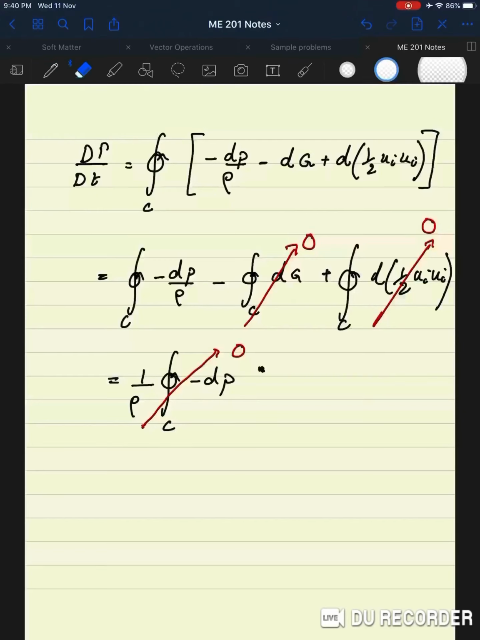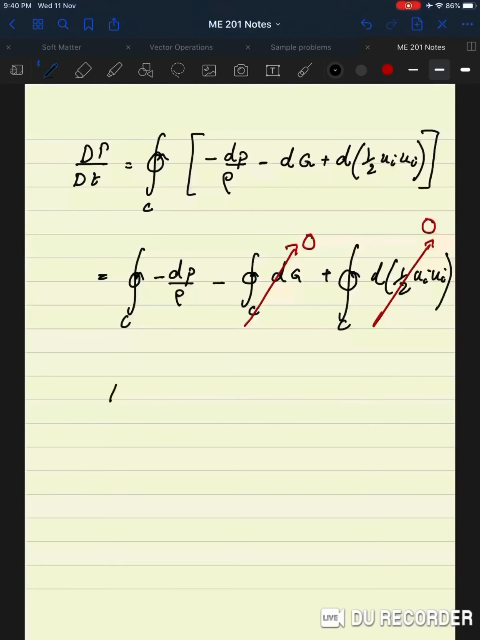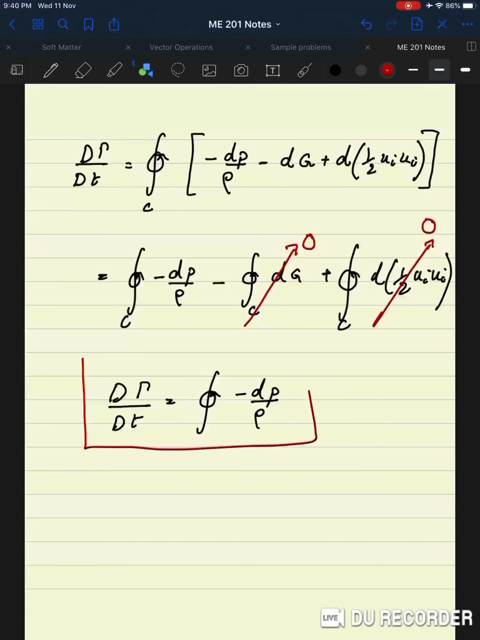Wait, so let me just simplify this. So d tau dt equal to, so unless people specify how rho behaves, you cannot really evaluate this. So that's why we are going to box this and say this is an important result.